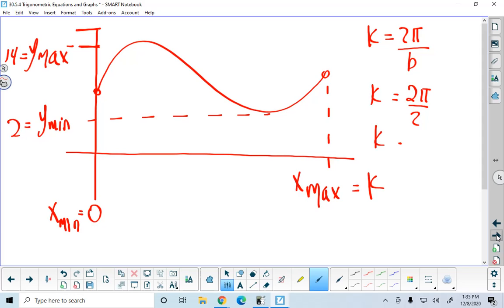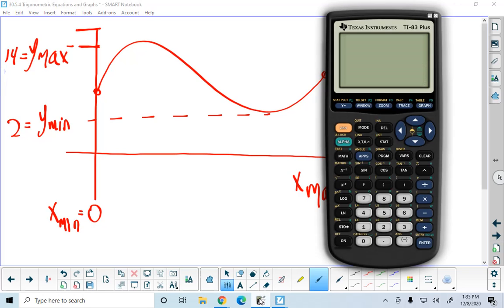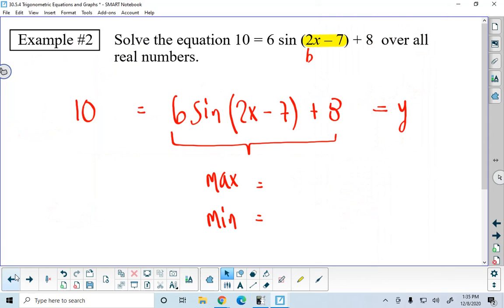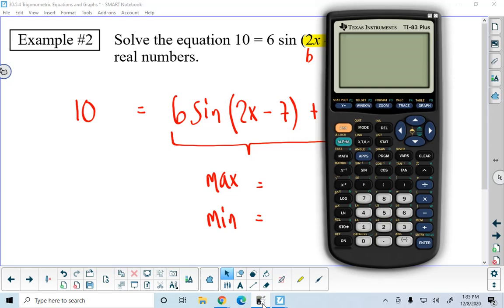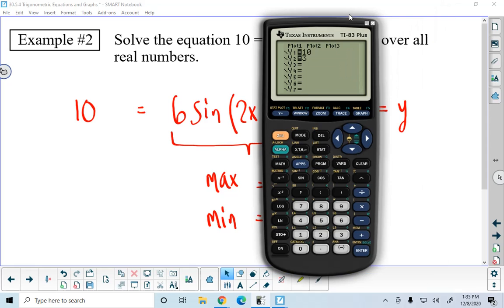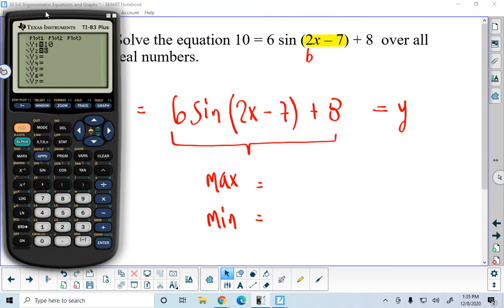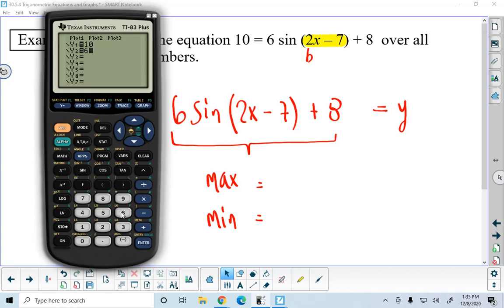Which means the period of this graph is pi. So we're going to be looking from 0 up to pi. Okay, let's go to our calculator now. I'm going to enter in the function. For y1, we can put the number 10. For y2, we can put the function 6 multiplied by sine of (2x minus 7), plus 8.